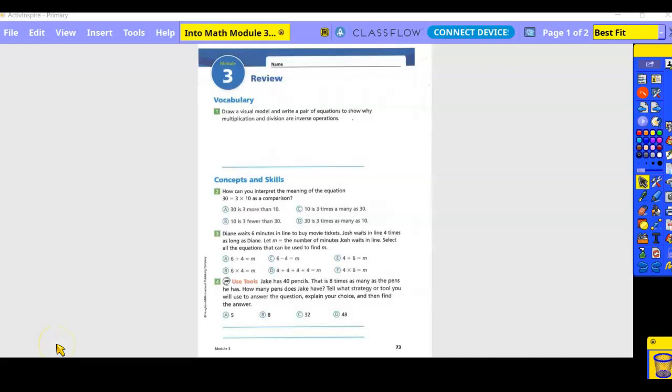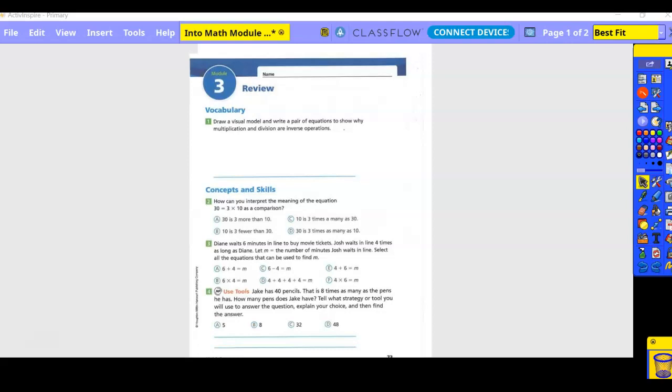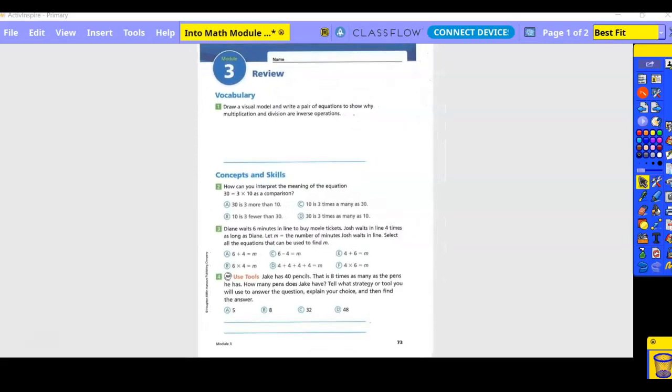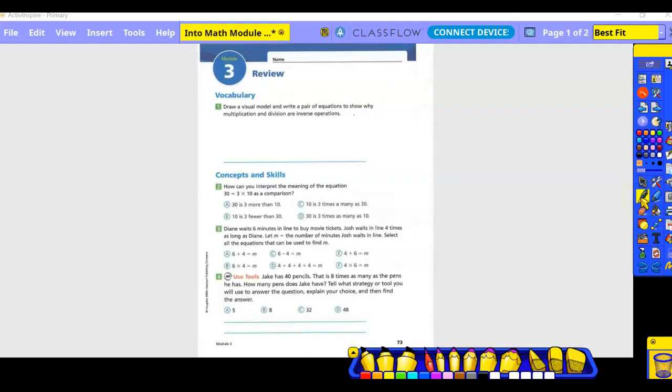Fourth grade math, Module 3 review, vocabulary. Number 1: draw a visual model and write a pair of equations to show why multiplication and division are inverse operations. So let's see, if I had 12 x's.